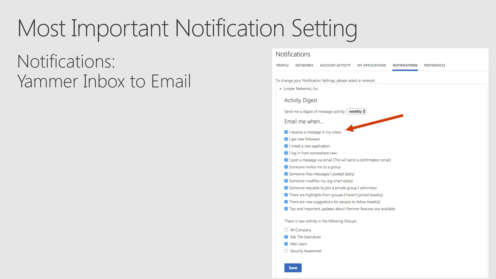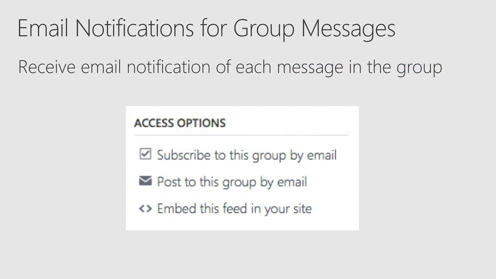And it's because if for some reason you don't get them on the phone, this is a sort of a backup way of making sure you're notified about those important action-oriented notifications. So consider leaving that on and continuing to receive those via email. You can also subscribe to the group's messages via email as well.